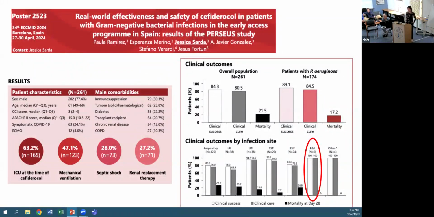As highlighted in the red circle here, 6 patients had bone and joint infections, and all 6 patients were successfully treated with Cefiderocol.